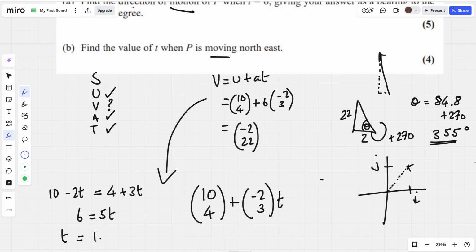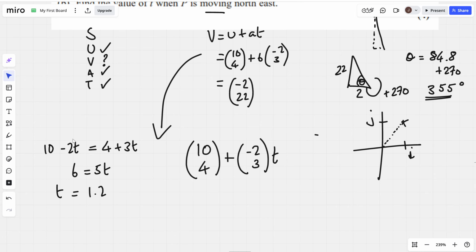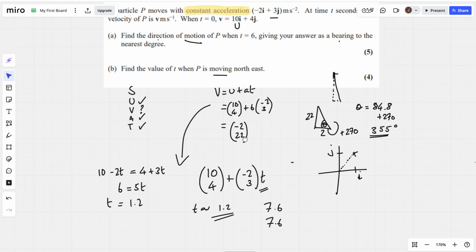So I get t equals 1.2. Just to verify it, should we throw it in with t as 1.2? If we've done it correctly, the i and the j should both be positive. So 1.2 times -2 plus 10 gives me 7.6 for the i bit, and we're hoping for the same for the other bit. So 3 times 1.2 plus the 4 is also 7.6. Great. So at that time, the i and the j are both positive and they're the same number, which describes northeast. So t is just 1.2 for that one. That's all I actually need to do.